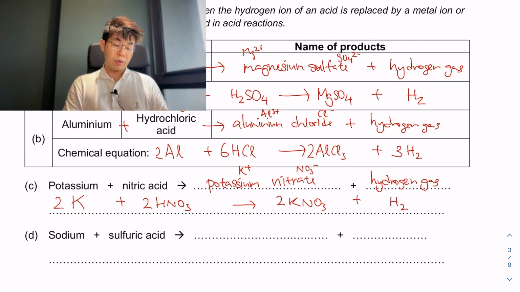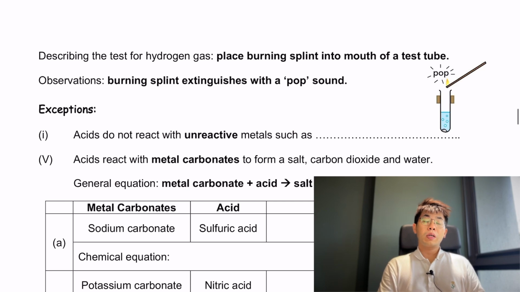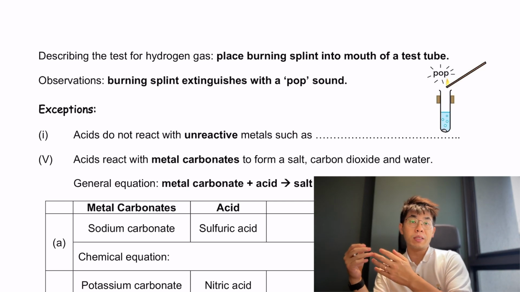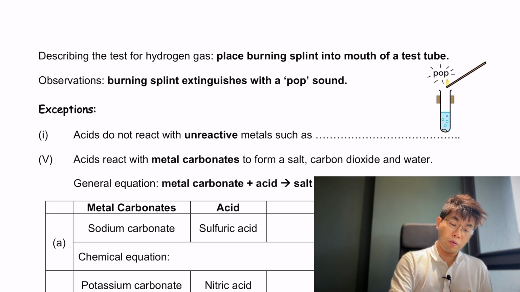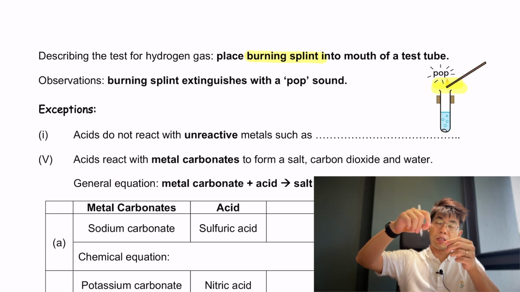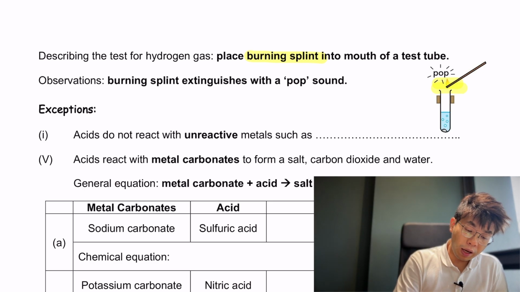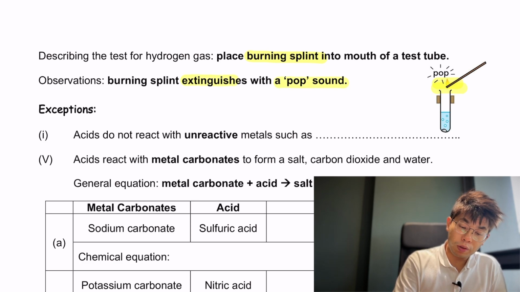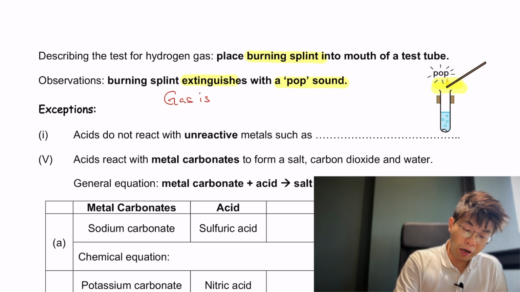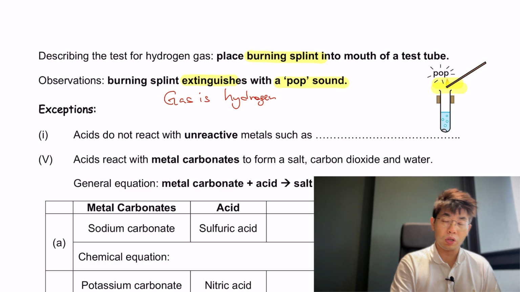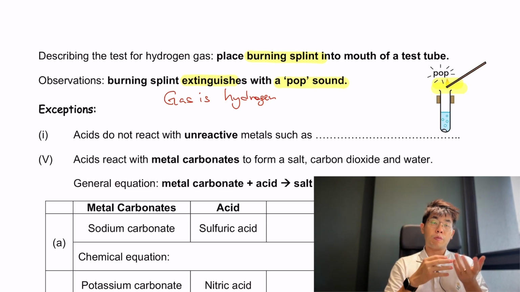This example D, you can do by yourself and check your answer. In order to test whether hydrogen gas is being formed, we will test the gas using a burning splint, right? You've done this in the lab. You can also call it a lighted splint. You put it at the mouth of the test tube, and you hear a pop sound. So we say that the burning splint extinguishes with a pop sound. So if the gas is hydrogen, then the burning splint will extinguish with a pop sound. If it doesn't, then it's not hydrogen.